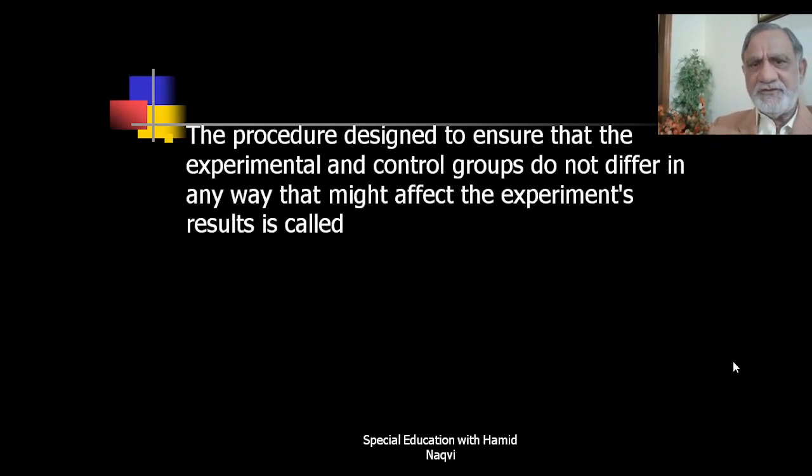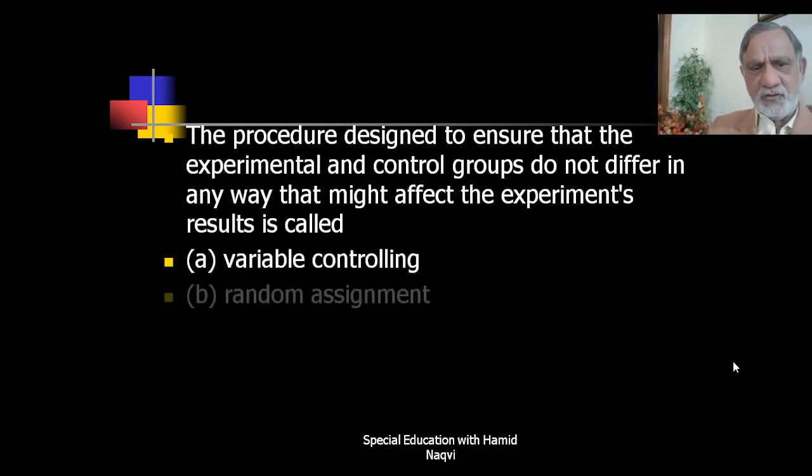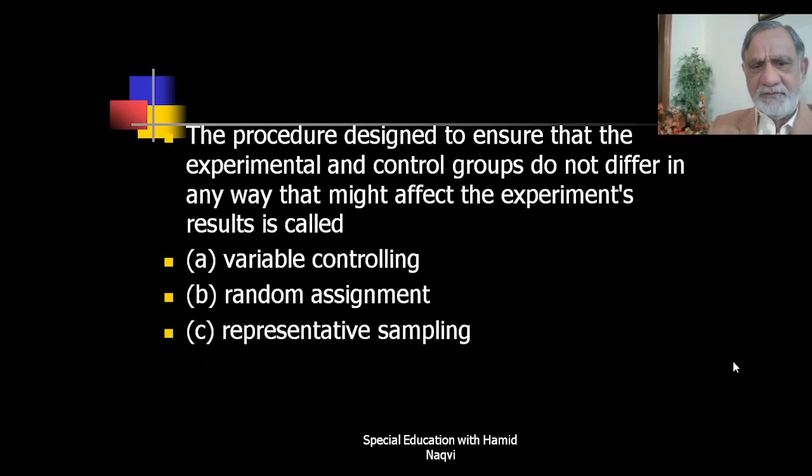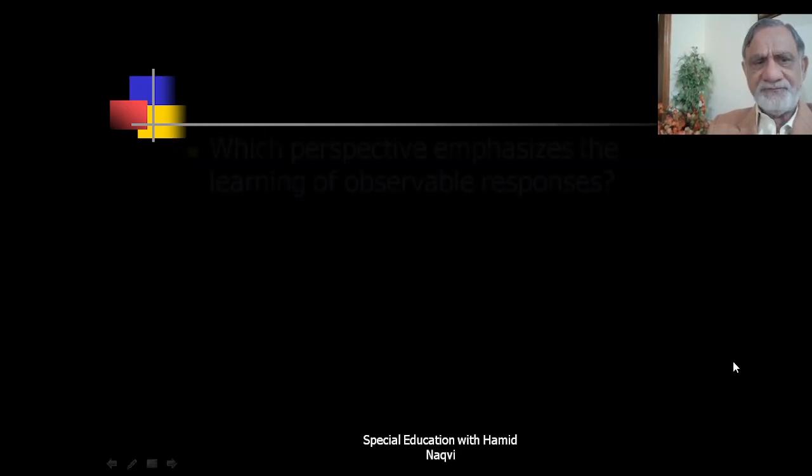The procedure designed to ensure that the experimental and control groups do not differ in any way that might affect the experiment's result is called variable controlling, random assignment, representing samples, or stratification. Correct one is B, that is random assignment.